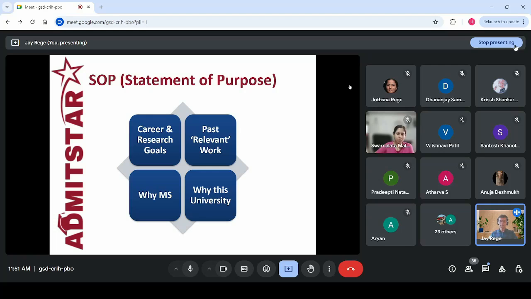What are your future career goals? This is something which most students miss out in the SOP. They really don't discuss what they plan to do in the future, and why they want to apply to this university. So this is what the SOP should comprise of.